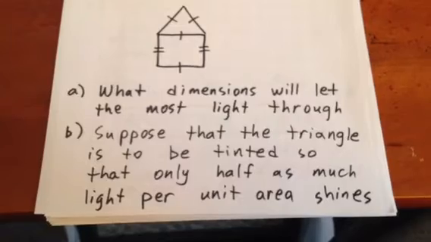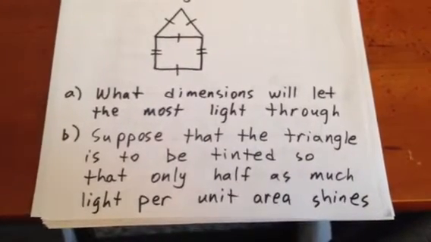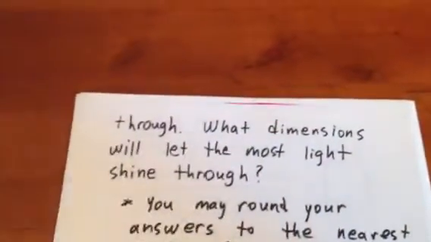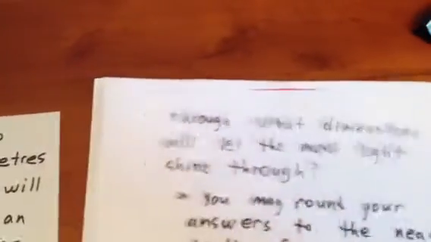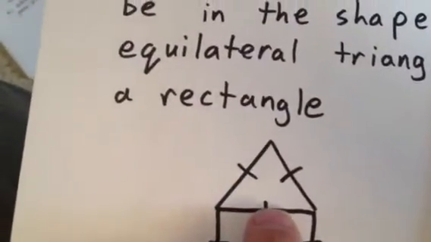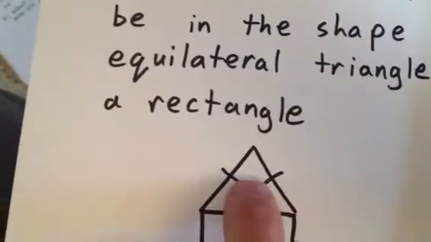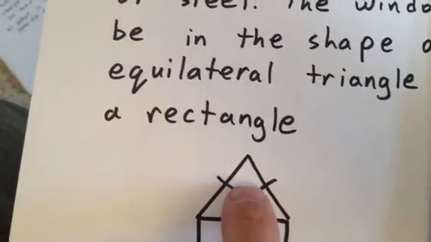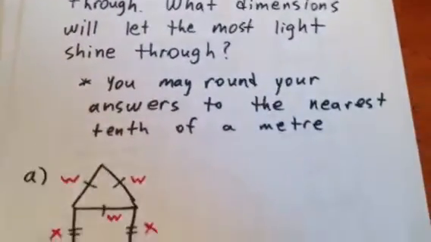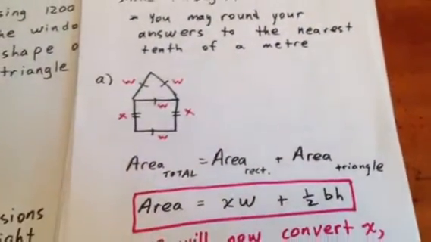We also want you to suppose that the triangle is to be tinted so that only half as much light per unit area shines through the triangle. And then we want to know what dimensions will let the most light shine through. So in other words, in that second part of the question, although it's not in the wording on this sheet, what we're saying is that the top part of the window will be tinted, and so only half as much light will shine through that part. Okay? And it says here we can round our answers to the nearest tenth of a meter.